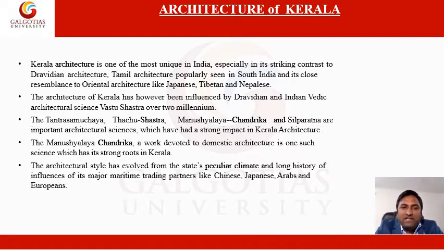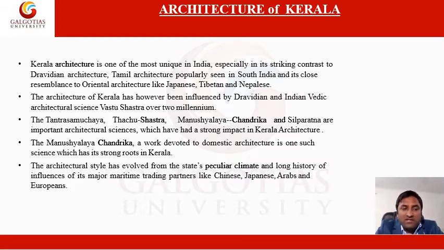Kerala architecture is one of the most unique in India, especially in contrast with the Dravidian architecture popular in southern India, and it closely resembles Oriental architecture like Japanese, Tibetan, and Nepalese. The architecture of Kerala has, however, been influenced by Dravidian and Indian Vedic architectural sciences, Vastu Shastra, over two millennia.